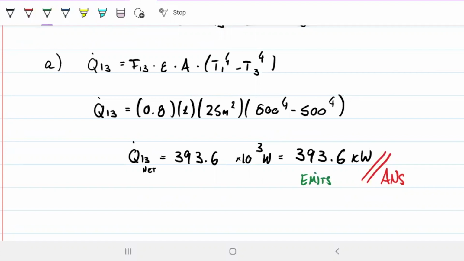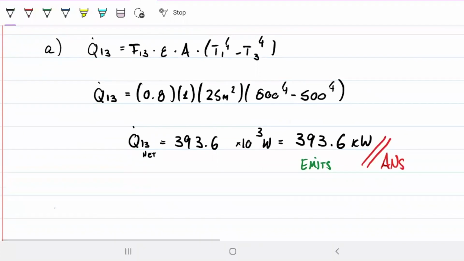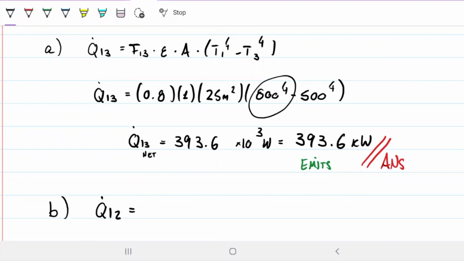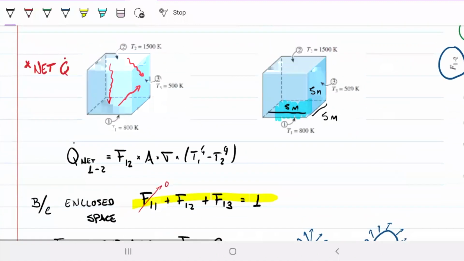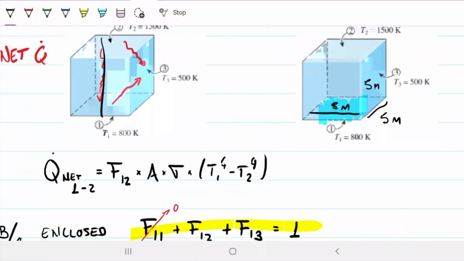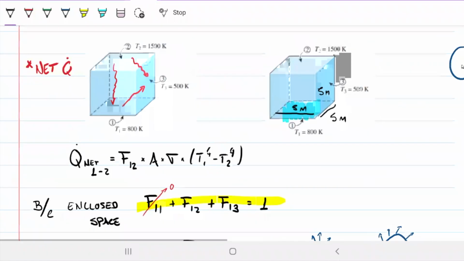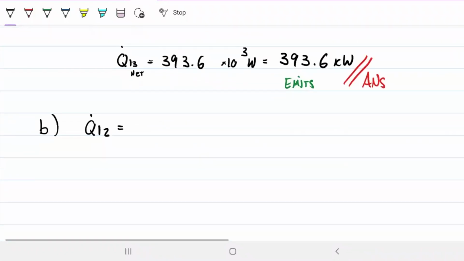Okay, now we're going to do the second part, part B. And part B was asking us, what is Q12, okay? But we know that Q12 is going to be negative, right? It's going to be absorbing. So there's two ways, as per usual, to solve this. You can do the positive one and say by the end of it that it's emitting, or use a drawing to show that you know where the energy is going, or you can have a negative number. It's up to you, okay? As long as you do one of these things, it will be correct.